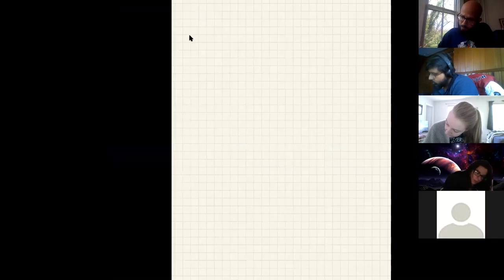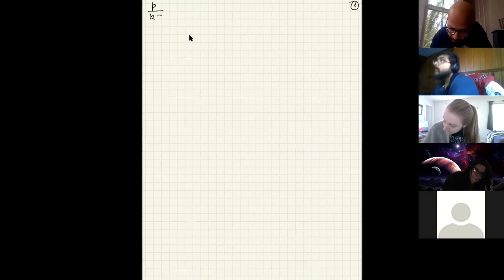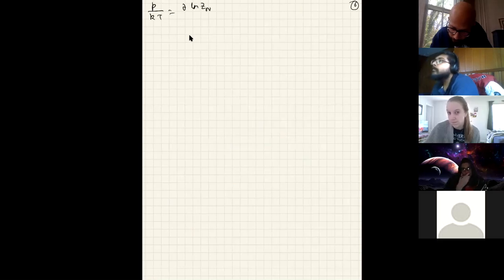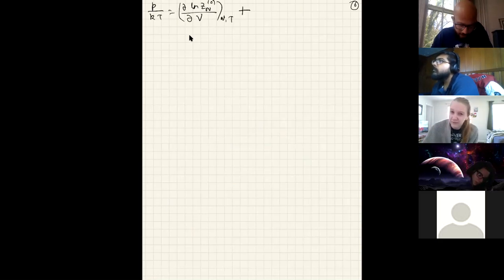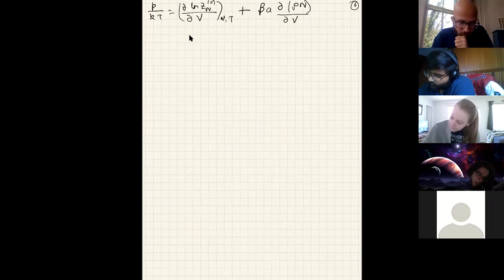So we have to think about it carefully. So write it down again. What we have is P by kT is equal to partial ln Zn naught, the reference potential, by partial volume at constant N, T, plus we are going to get out beta and A. And then it's partial of rho multiplied by N by partial volume at constant N and T. So how do we do that?